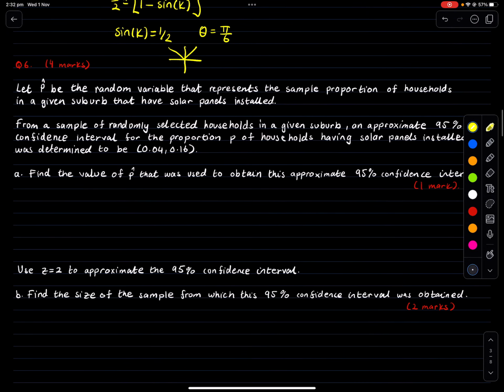So question 6. Let p hat be the random variable that represents the sample proportion of households in a given suburb that have solar panels installed. From a sample of randomly selected households in a given suburb, an approximate 95% confidence interval for the proportion p of households having solar panels installed was determined to be this. Find the value of p hat that was used to obtain the approximate 95% confidence interval, 1 mark.